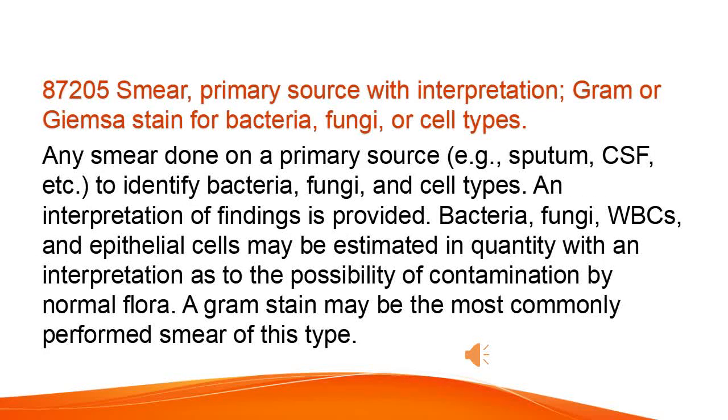Smear, primary source with interpretation, Gram or Giemsa stain for bacteria, fungi, or cell types. Any smear done on a primary source, e.g., sputum, CSF, etc., to identify bacteria, fungi, and cell types. An interpretation of findings is provided. Bacteria, fungi, WBCs, and epithelial cells may be estimated in quantity with an interpretation as to the possibility of contamination by normal flora. A Gram stain may be the most commonly performed smear of this type.